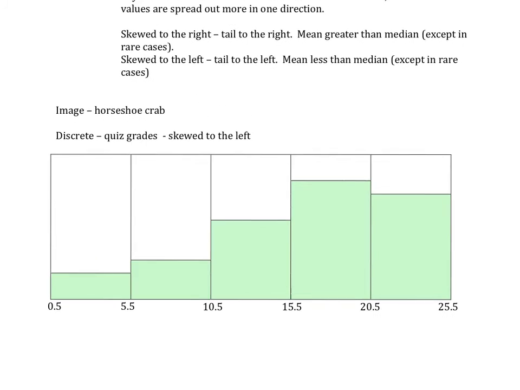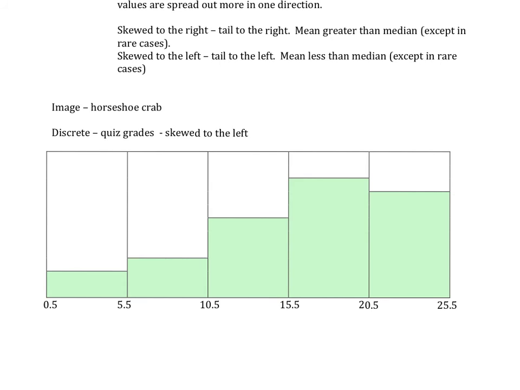So here's a discrete example of skew left. More of our data is to the right. Now in this case, for quiz grades, it does have a limit on both ends, 0 to 25. However, in a class of bright young people, you're going to have most of your grades clustered toward the higher end, and you'll have fewer grades in the lower end. This is a discrete example because you can only get between 5 and 25 points, or 0 and 25 points by 5s. Skew left.